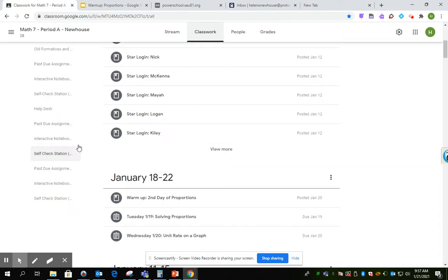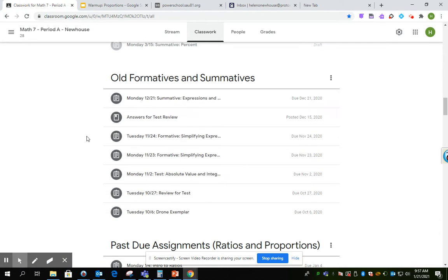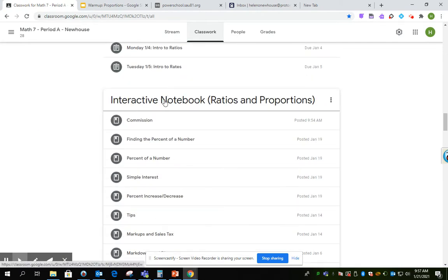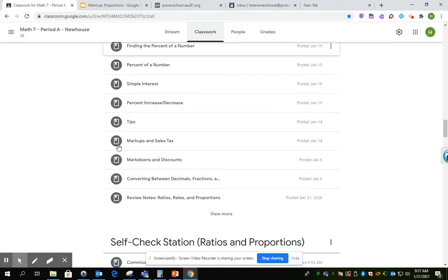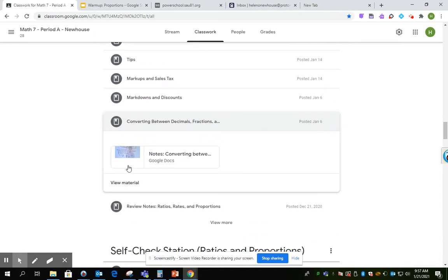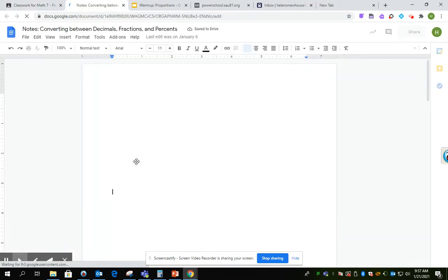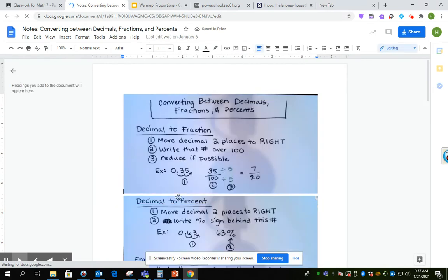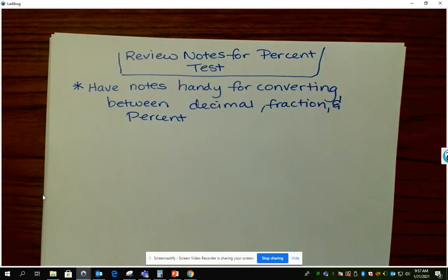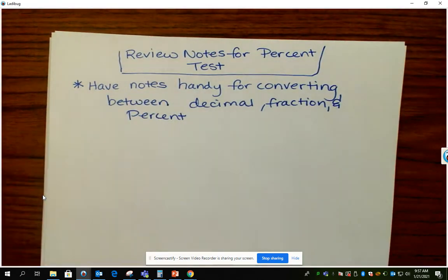Now, if you lost your notes, remember all the notes are available in Google Classroom under the interactive notebook. So if you scroll down to interactive notebook, ratios and proportions, there's converting between decimals and fractions and percents. You can just open it right up and all your notes are there. So if you did not take these notes, make sure that you do that, okay? So we're gonna just leave that at that.